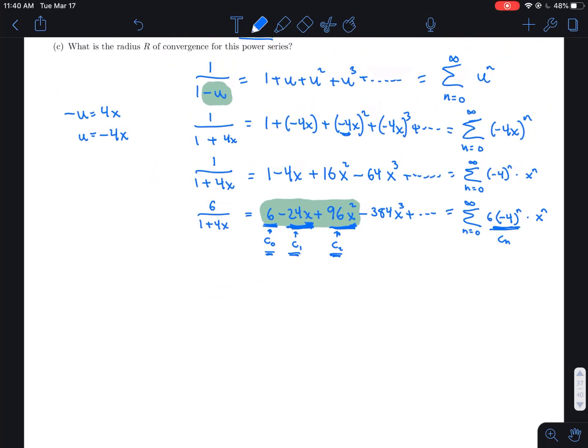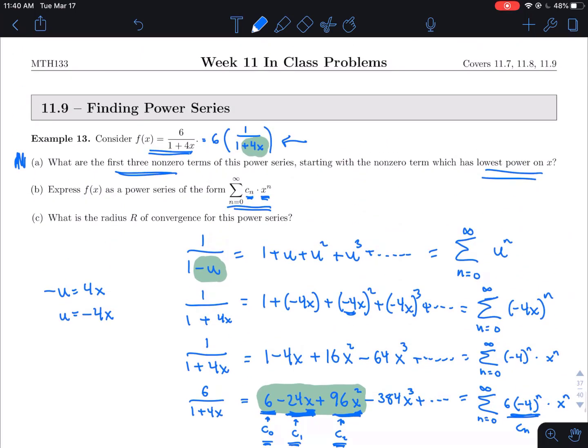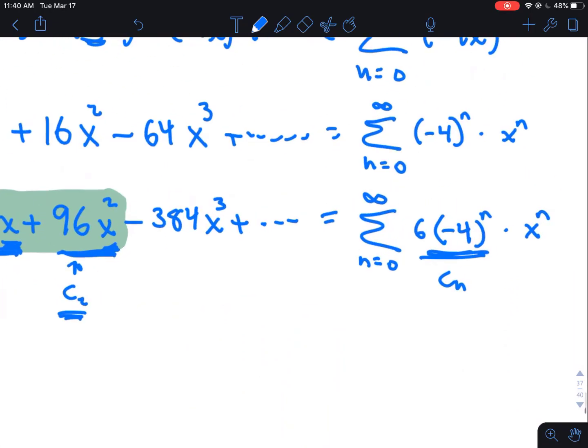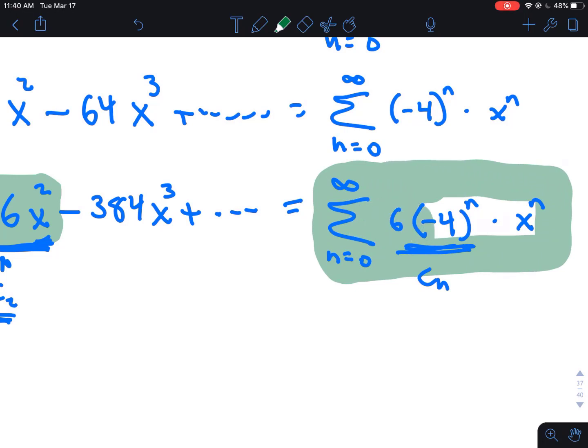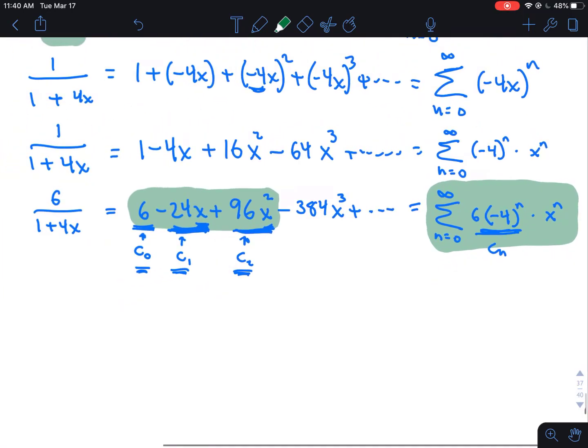Okay, so that's part A. For part B, express the function as a power series in this form. Well, we've already done that, right? Here's the answer for part B right over here. We have the sigma notation starting at 0, going off to infinity. We have our coefficients, our c sub n's, and we have our powers of x, our x to the n's. So that is the answer for part B. I guess I should go ahead and write here. So this was part A, check. This was part B, check.